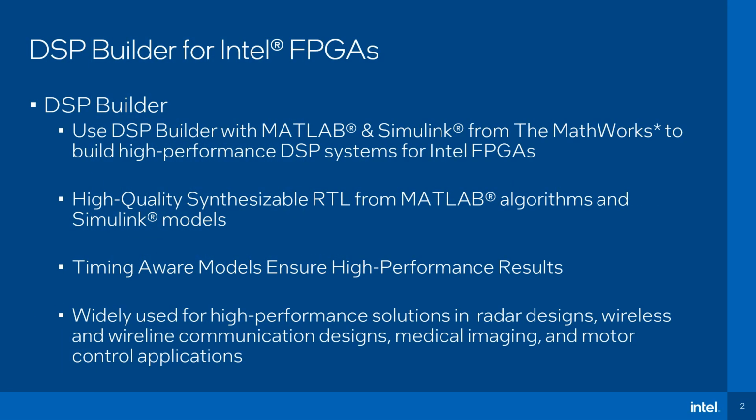DSP Builder for Intel FPGAs is a digital signal processing tool that enables the generation of an RTL implementation of DSP algorithms directly from the Simulink graphical environment onto Intel FPGAs. The tool generates high quality, synthesizable VHDL and Verilog code from MATLAB algorithms and Simulink models. The generated RTL code can be used for Intel FPGA programming. You will see with several examples that as we explore the solution space, the timing-aware models in DSP Builder ensure high-performance results.